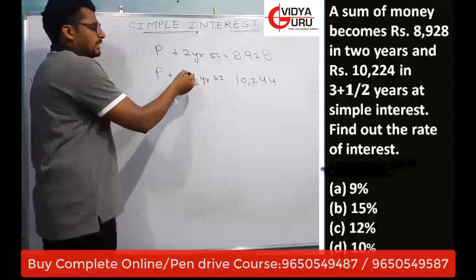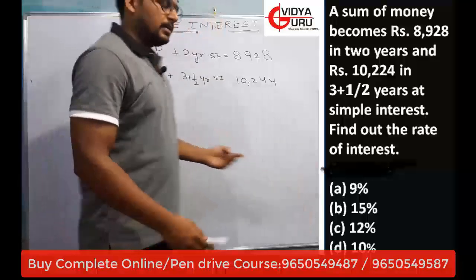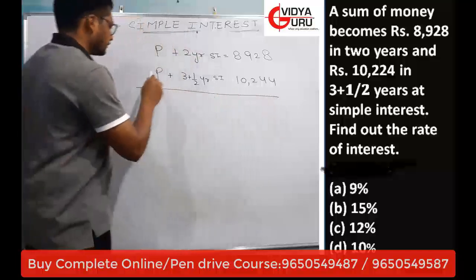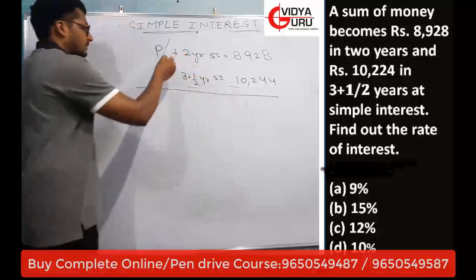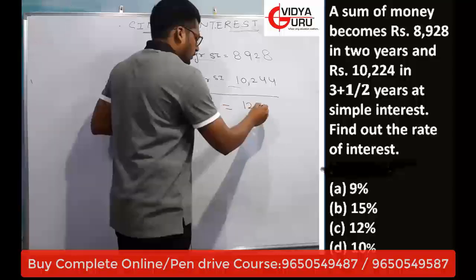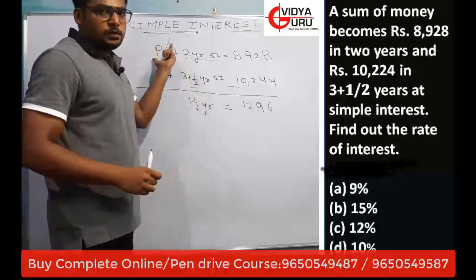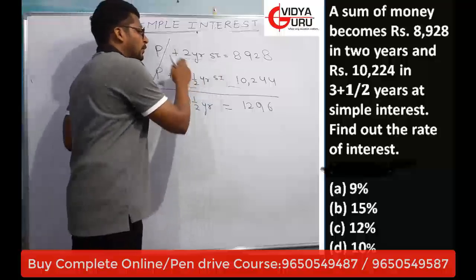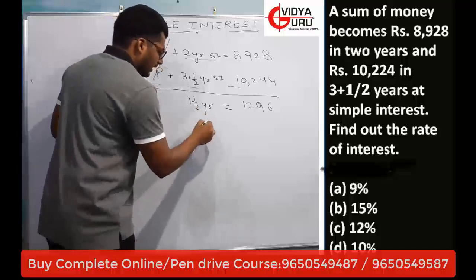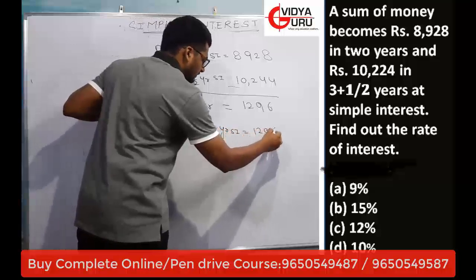This 3 whole 1 by 2 is nothing but 3 plus 1 by 2. 3 plus 1 by 2 or 3 whole 1 by 2 is the same thing. In this question only the rate is asked. If I subtract this equation, here what will come? 1 whole 1 by 2 year SI is 1296. For finding the rate, I need to find out the principal first. So for finding out the principal, I need SI of 2 years or 3 whole 1 by 2 years. Finding 2 year SI is quite easy.